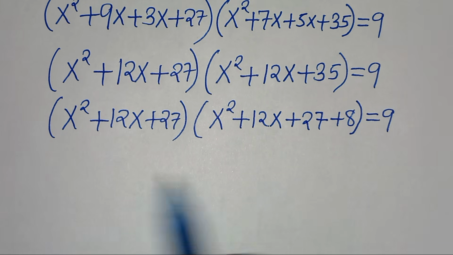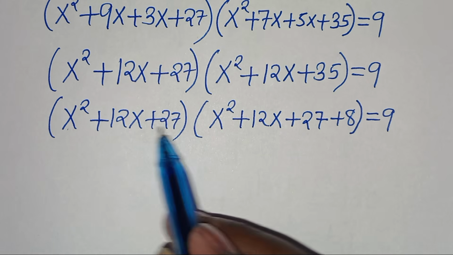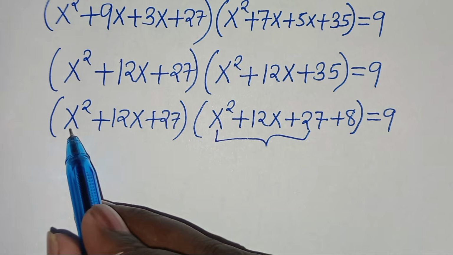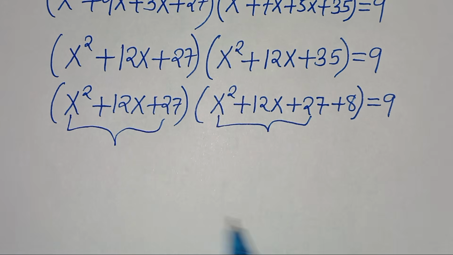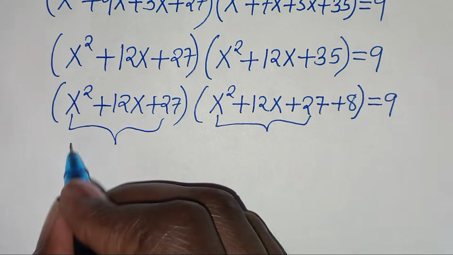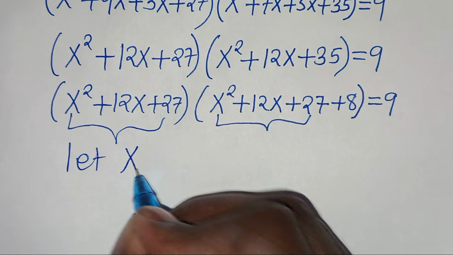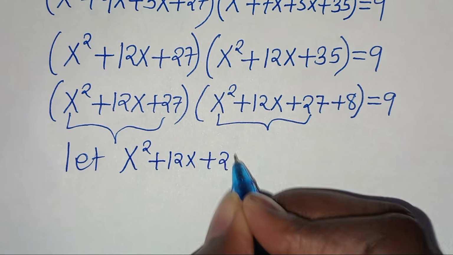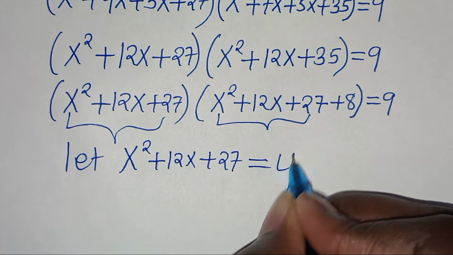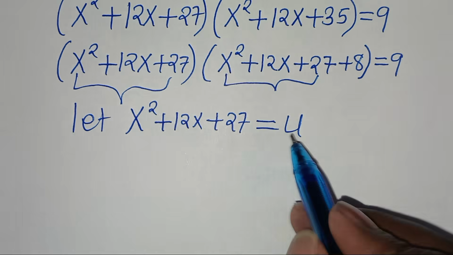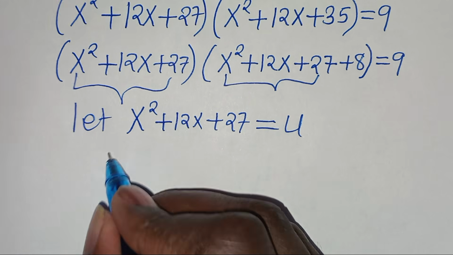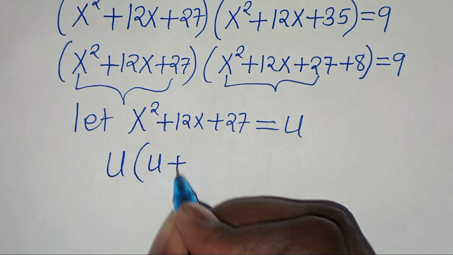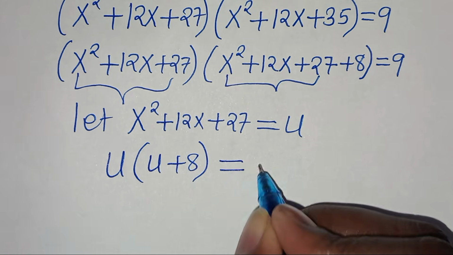The next step is that we have x squared plus 12x plus 27. You can see this is the same here, and also it's the same from here. So this implies that we can let x to the power of 2 plus 12x plus 27 be equal to u. Now let's substitute u here so that we have u multiplied by u plus 8. This is equal to 9.